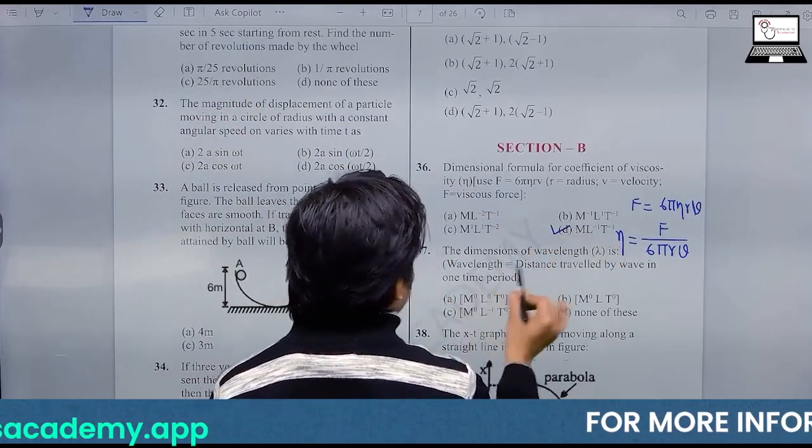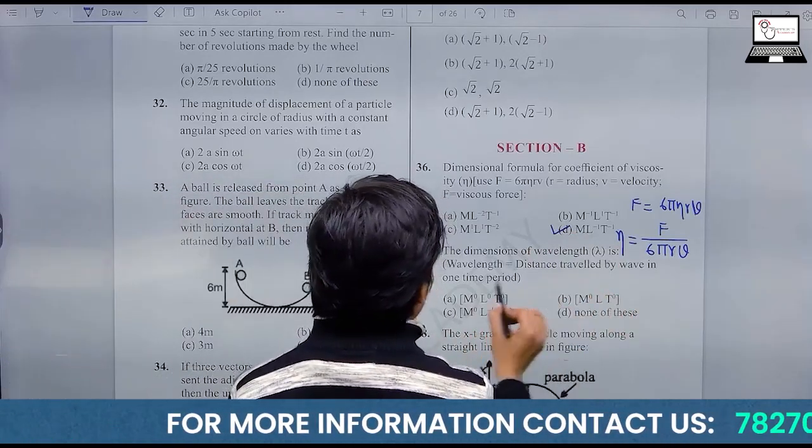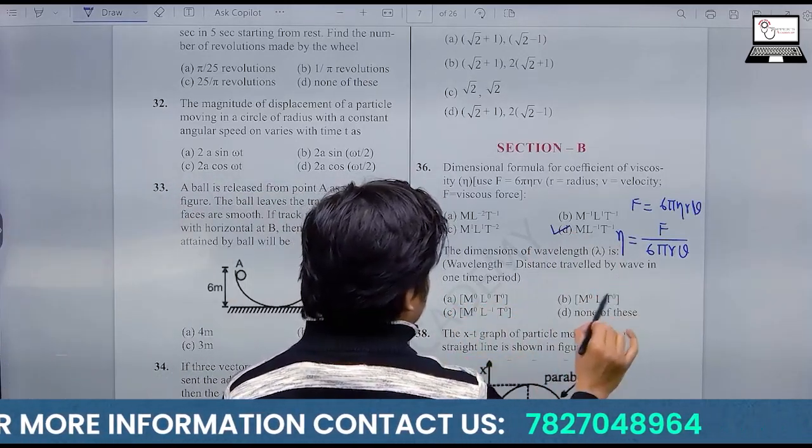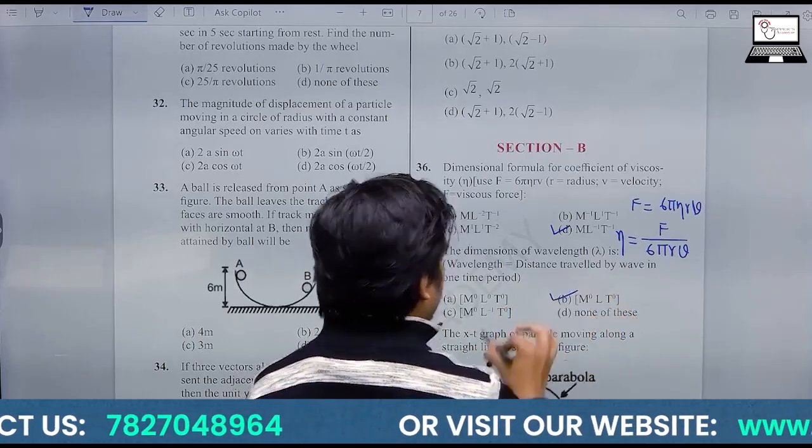Now question number 37. The dimensions of wavelength lambda. That is simple: M0 L T0.